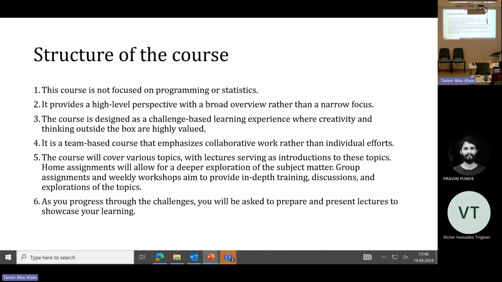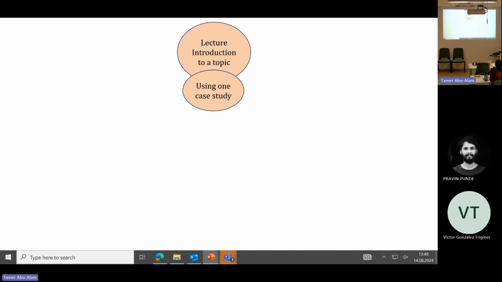The course will cover various topics with lectures serving as introductions. So almost every lecture is an introduction to a topic. Then, as I will show you in the next diagram, I don't need to read this. And then you will progress during the challenge to gain more knowledge. So maybe at the beginning you will find it's boring, but with time you will see the value until the last lecture. At the last lecture, you will look at your journey and find, okay, we got something. So actually the course starts with an introduction to a topic. We will start different topics. It's a wide range of topics. We will choose the topic.